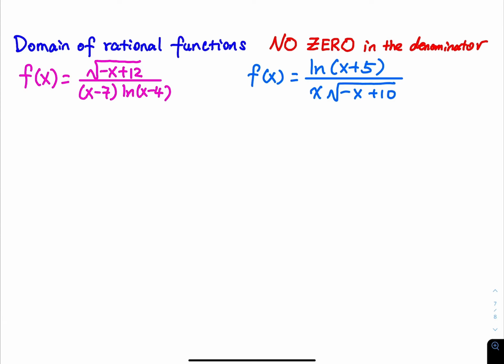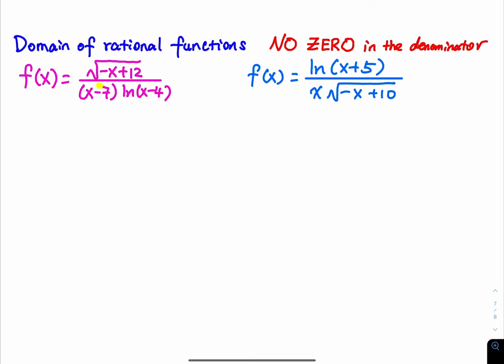Find the domain of these rational functions. When I hear the words rational functions, the first thing that I have in my mind is no zero in the denominator. Let's take a look at the pink function on the left. I have f of x equals the square root of negative x plus 12 over, in the denominator, x minus 7 and ln of x minus 4.